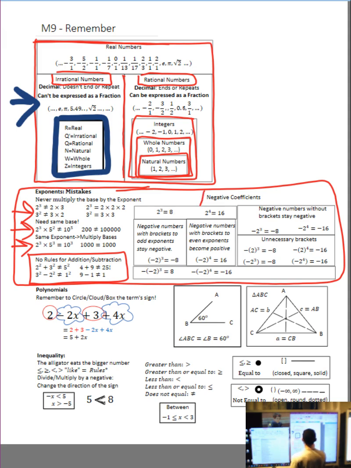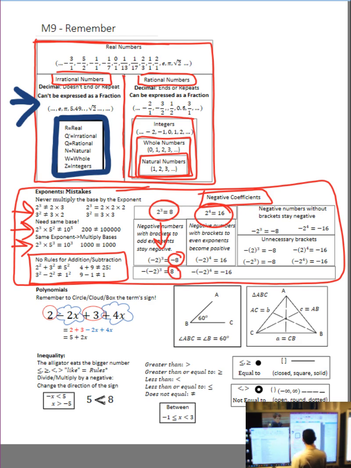Okay, off to the right is everything on the negative coefficients broken down. So let's start with 2 cubed. Well, positive, obviously. Let's start with 2 to the 4. Positive, obviously. Let's look down below. Negative numbers to odd exponents stay negative. And if you do the case below that and put a negative in front of that, it becomes positive, obviously.